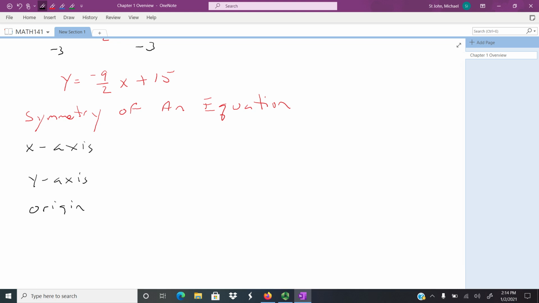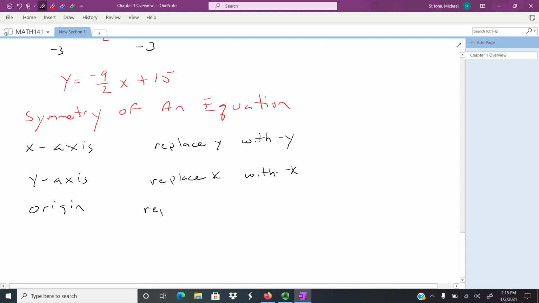And the way we do this is, for this equation, for the x-axis we replace y with negative y, for the y-axis we replace x with negative x, and then for the origin we replace x and y with negative x and negative y. So how do we tell whether or not something like this works? So let's do some examples.